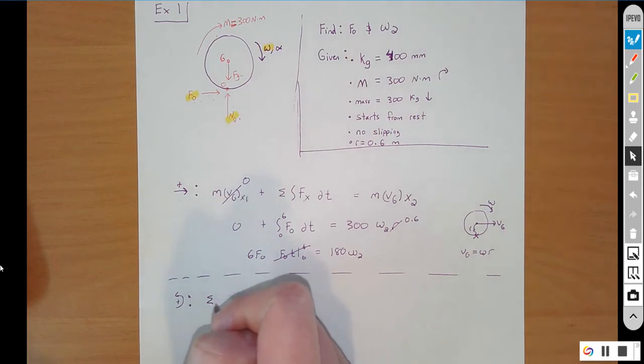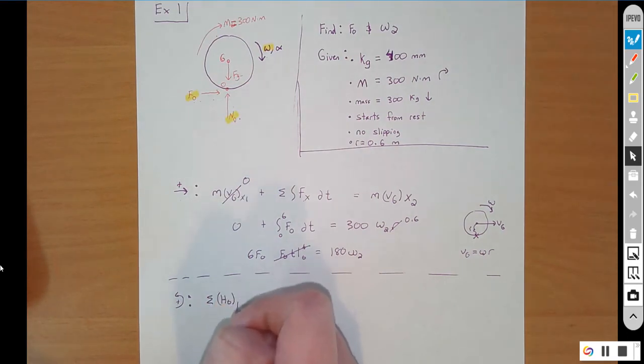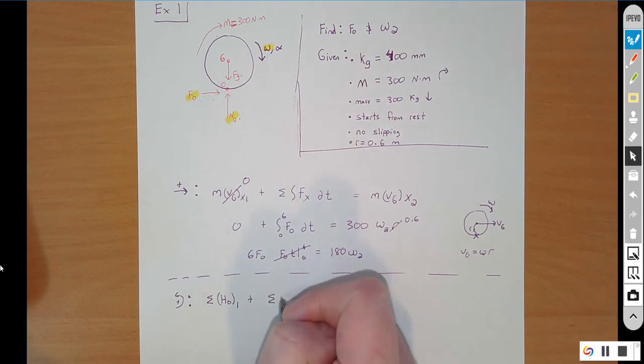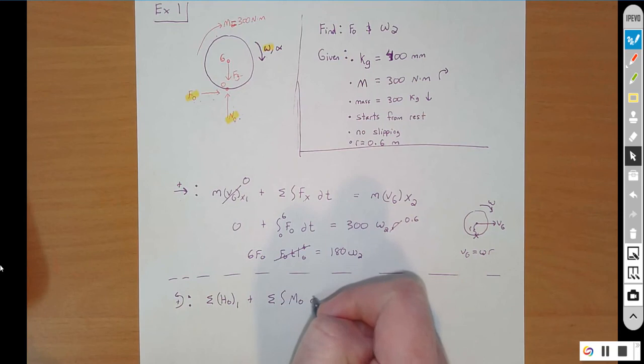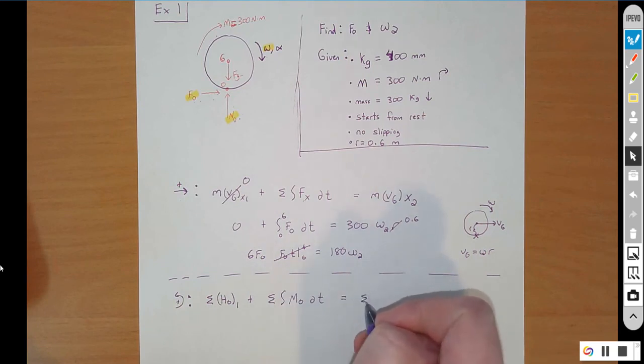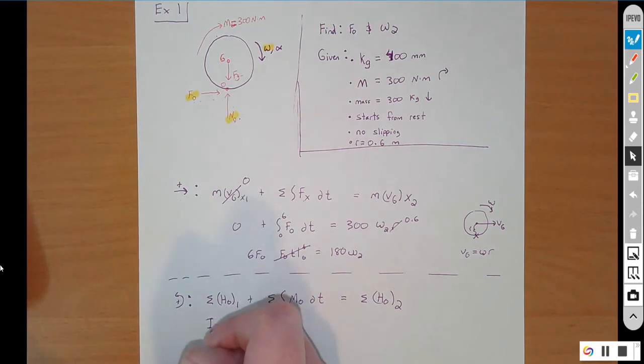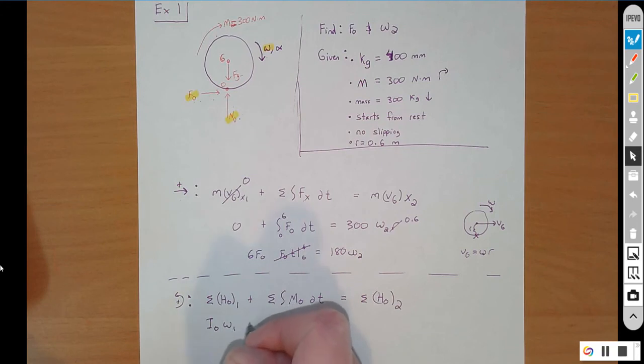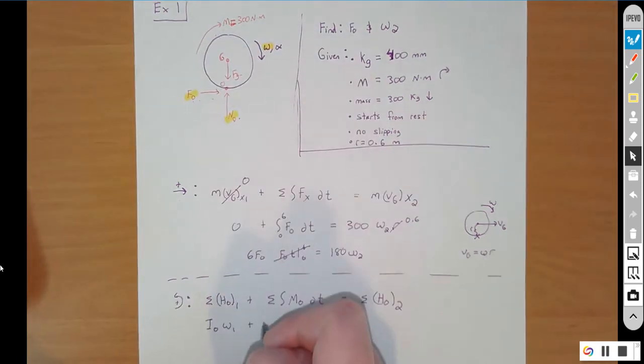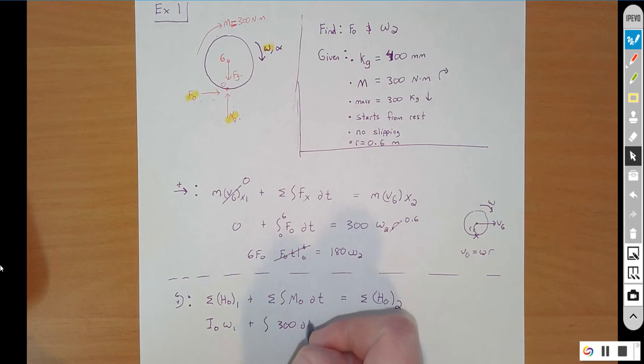So sum of the H naught at 1 plus sum of the integral of the moments about O, integrate that over time, equals sum of H naught 2. So this is all for our instantaneous center. Let's expand these out. I only have one body, so the summations don't matter. So we just get I naught omega 1 plus, we only have one moment, which is why we did it this way. So we just have that 300, so we're going to integrate that 300 dt.